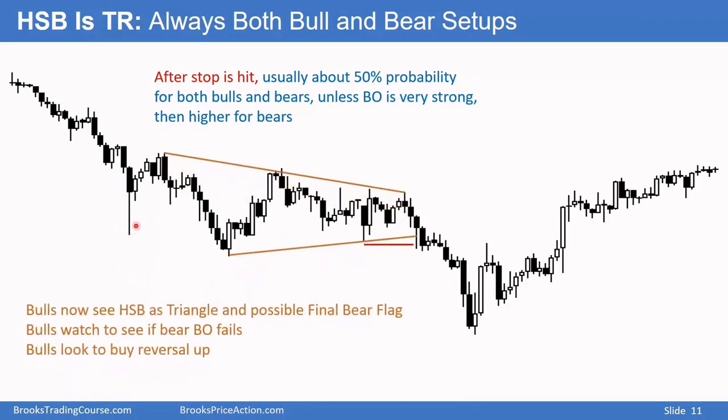Head and shoulders bottom, left shoulder, head, right shoulder. Head and shoulders bottoms are also triangles. There are 3 pushes up from the left shoulder, from the head, from the right shoulder. It's a breakout mode pattern. And here we're getting a bear breakout, 4 consecutive bear bars.